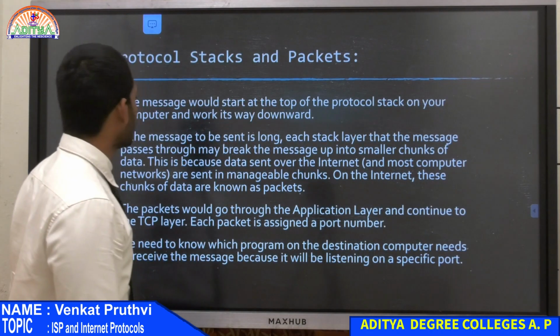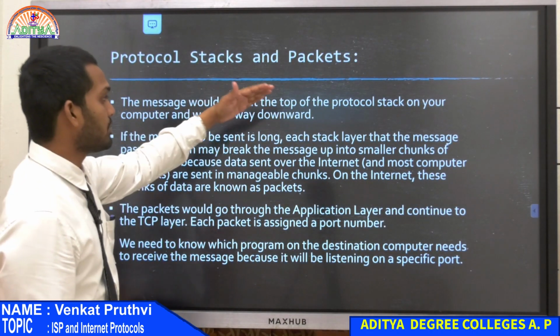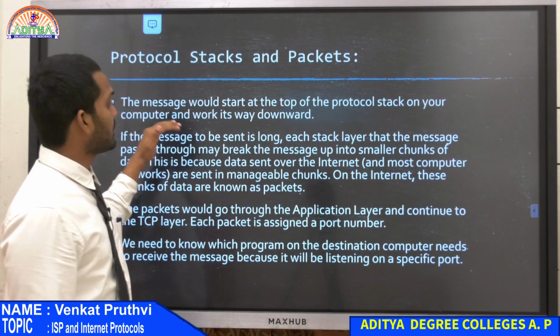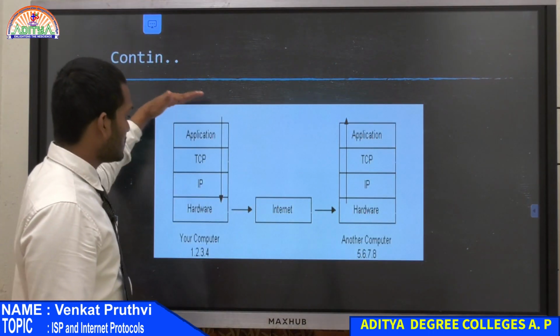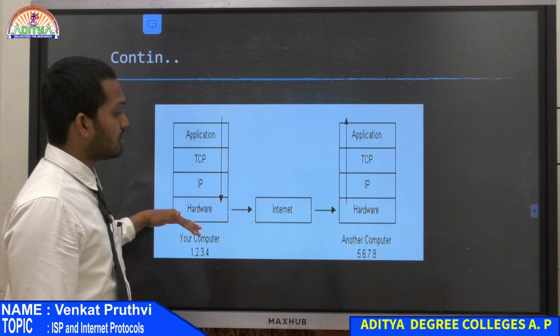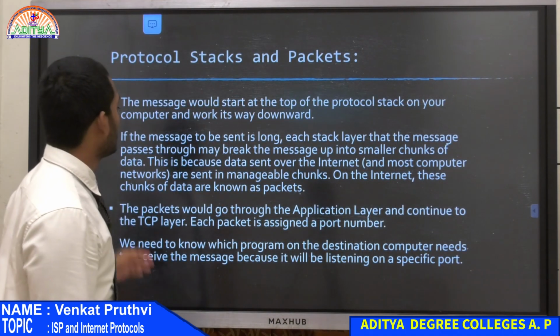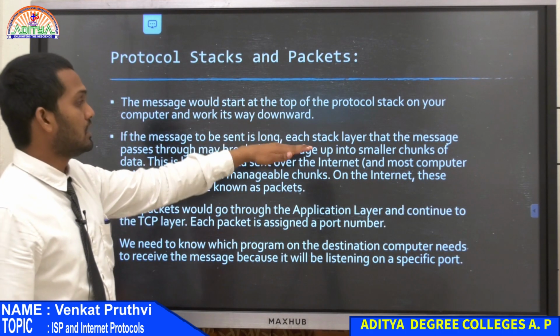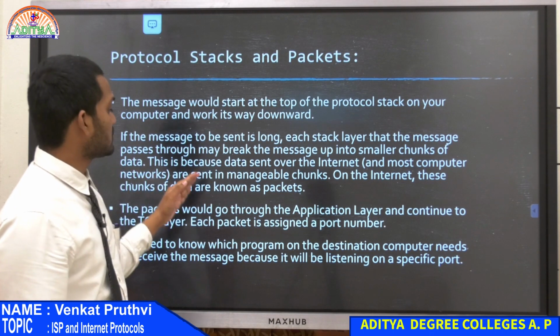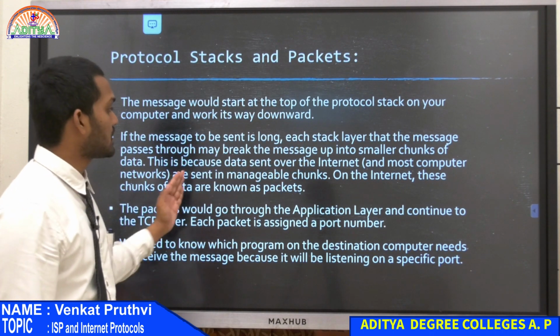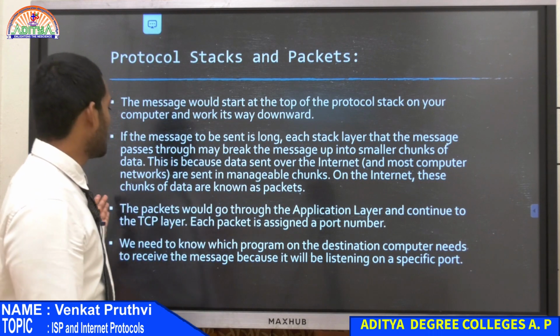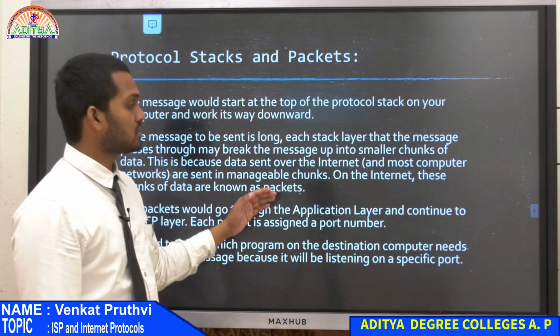So the first thing is the message would start at the top of the protocol stack at the computer and work its way down. It's all starting at the protocol stack here, and it's making its way down. If the message to be sent is long, each stack layer that the message passes through may break the message up into smaller chunks of data.